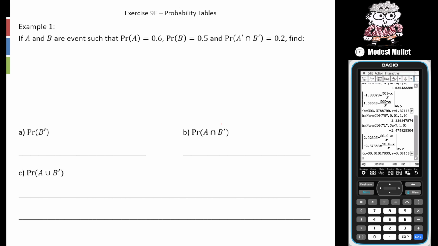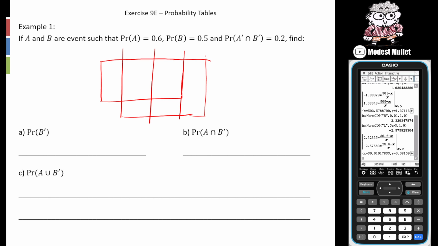So let's straight away get into it. If A and B are events such that, and so on, find the probability of B dash, find these probabilities. So let's make a two-way table. Since we are given information about complements and we're asked to find information about complements, it is going to be much more intuitively simple to do that with a two-way table, or sorry, a probability table.